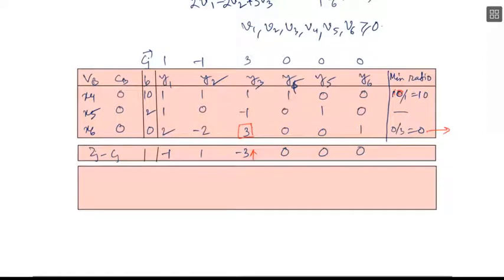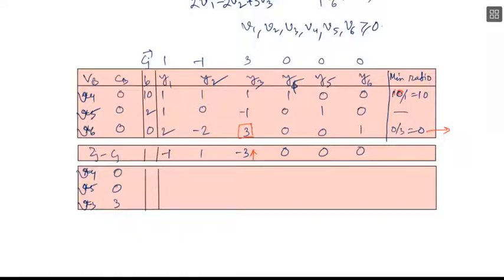We go to the next table, taking x4, x5 and x3 as the basic variables. Sorry, I am doing something wrong. These were v actually, not x. These were v. Okay. And their costs are respectively 0, 0, and for V3 it is 3.